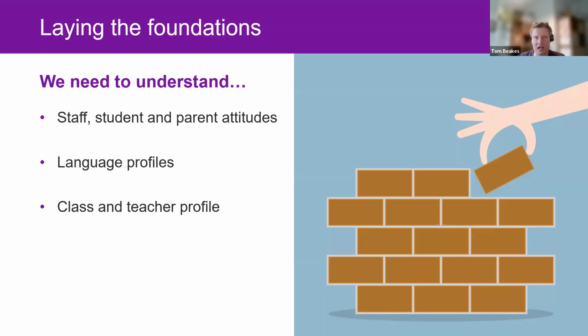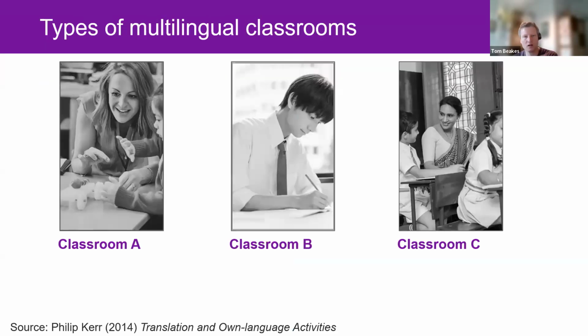And the other thing you'll need to think about is a class and teacher profile. So this refers to the makeup of the multilingual learners within the classroom and whether or not they share a home language with the teacher. And one really useful way to think about this is to identify what type of multilingual classroom you work in. And so I'm going to introduce you to this idea of three different types of multilingual classroom that might help us choose translanguaging strategies. And this analysis comes from Philip Kerr and his excellent book, Translation and Own Language Activities. It's got lots of great ideas, and I'll be drawing on a lot of them in this webinar.